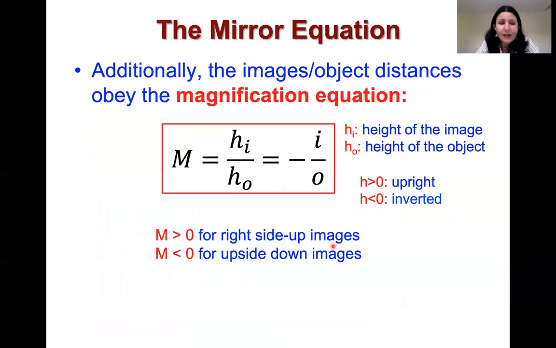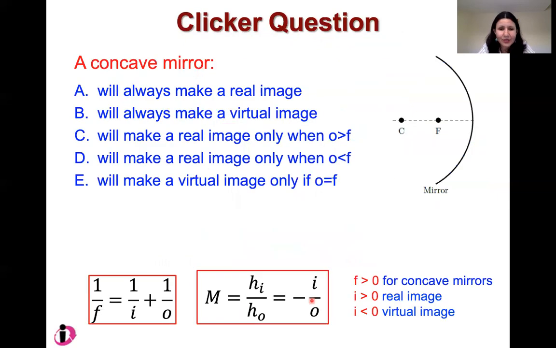So there are a couple of things to keep in mind here. The actual magnitude of M tells you whether the image is bigger or smaller, but the sign tells you whether it's right side up or upside down. And I'll add a note on my slides about the magnitude. All right, so this is the magnification equation. And we will see when we talk about lenses, the same exact magnification equation applies. So really you will only need to know those two equations.